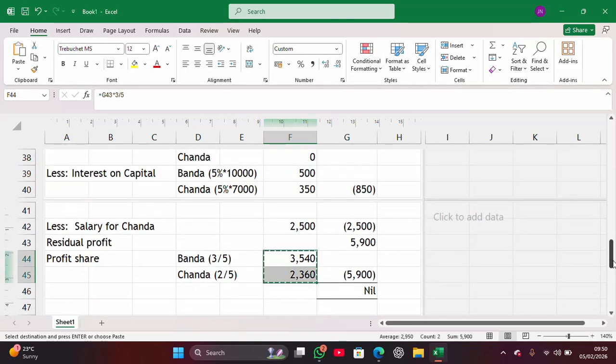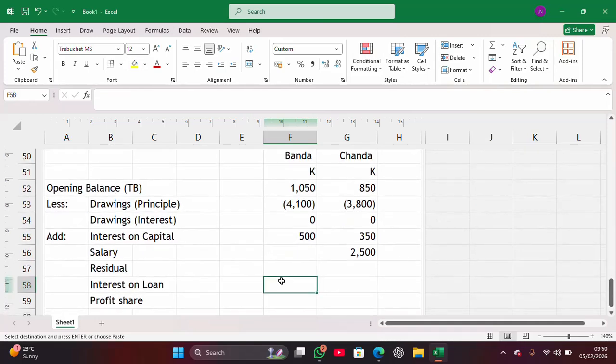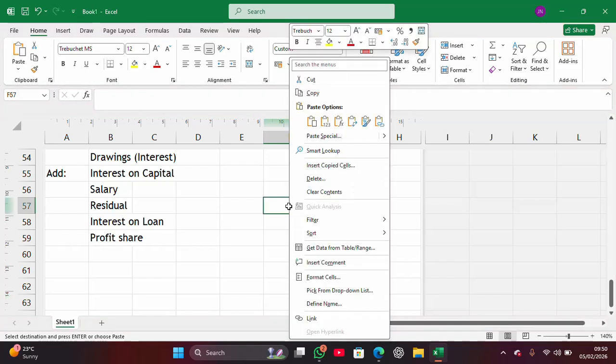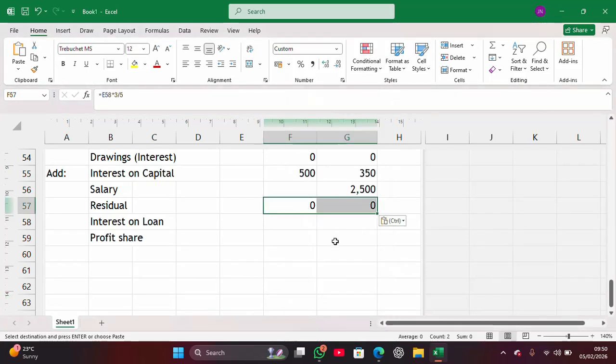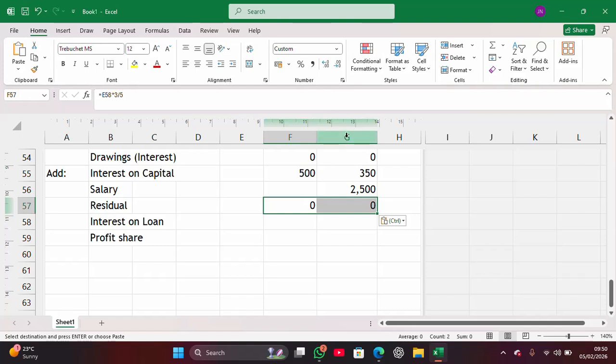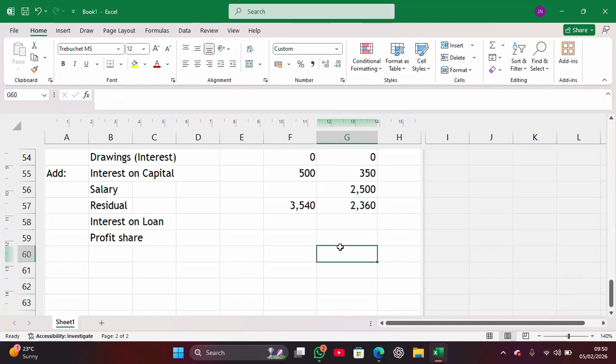Residual profits. So again, can transpose. Hey, what has happened? The transposing has refused. Why? Okay. I'm just going to use numbers here. Just get this and push it where it belongs. All right. We are okay? Interest on loan, nothing.